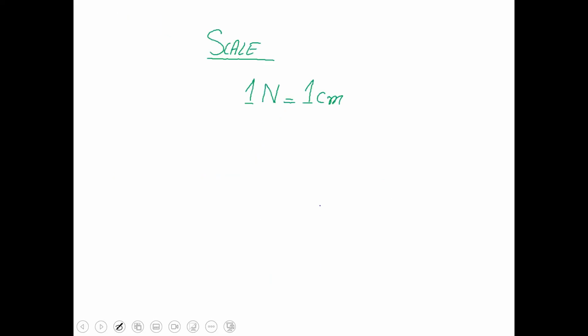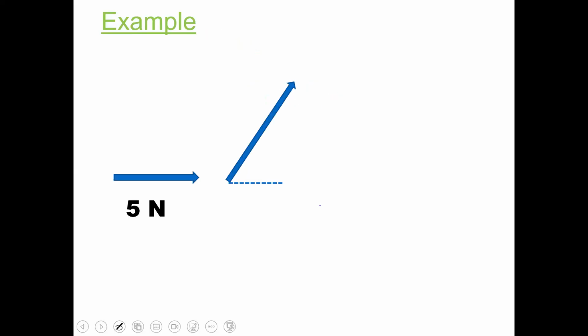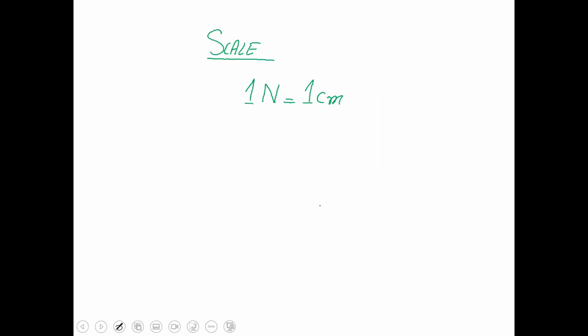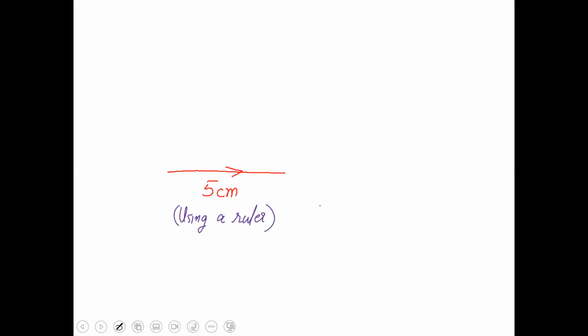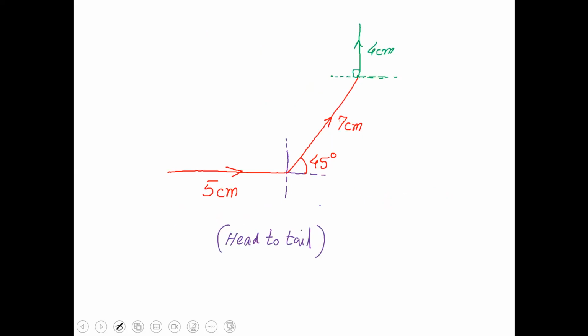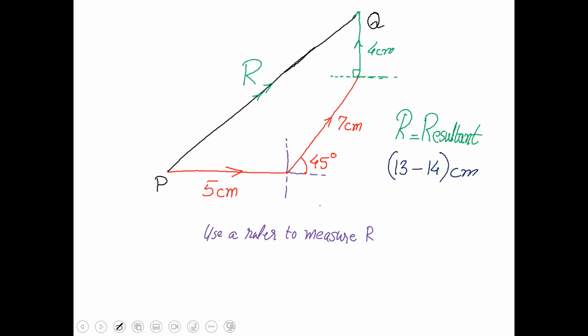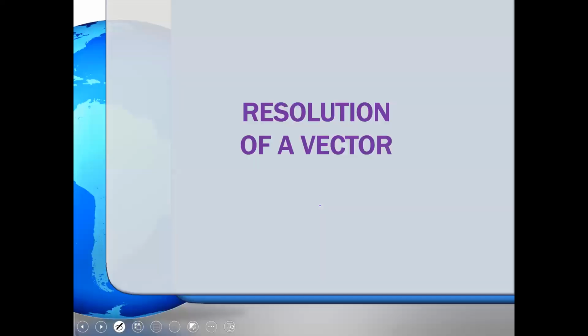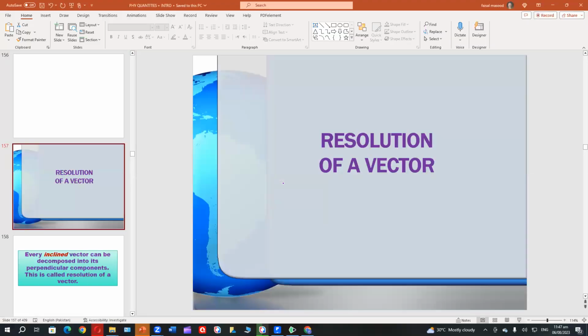You can take a scale because now trigonometry would be difficult. Trigonometry works only when you are facing a right angle triangle like this. But if you're facing something with 3 or 4 vectors, then you should go for scale drawing. You first make the first vector, then make the second head to tail. You make the third head to tail, and then you draw the resultant vector. This is called vector addition by head to tail. Now we move to resolution of a vector.